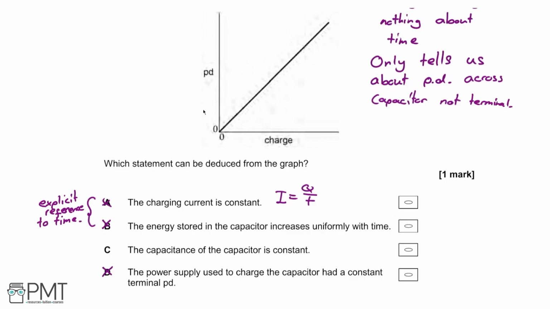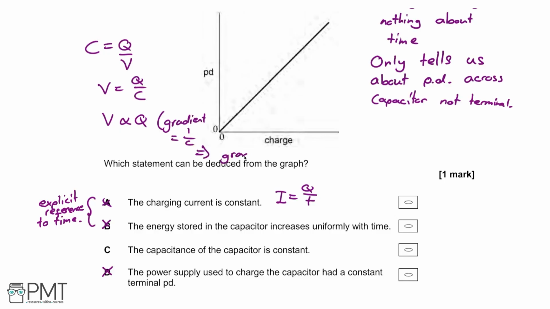Another route through, which would allow you to not consider the other options, is to consider the graph of PD against charge. Specifically, we can use that the capacitance C is equal to Q divided by V. So what we see then is that V is equal to Q divided by C. So V is directly proportional to Q, and the gradient, if that is plotted as a straight line graph, is 1 over C. So if the gradient is constant, it implies that C is constant, since 1 over C is also a constant. So that would be another way to reason that the answer is C.